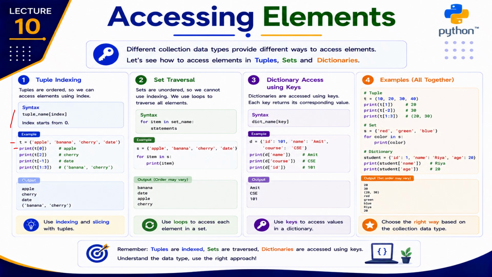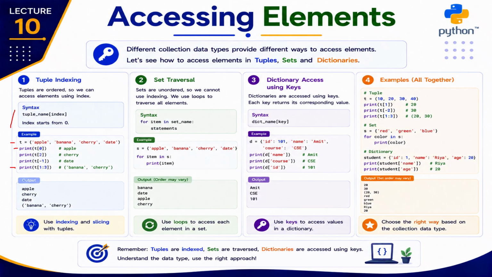The third uses negative indexing. So -1 returns the last element, which is date. Finally, slicing from index 1 to 3 returns banana and cherry. This is slicing. So tuple supports both indexing and slicing.